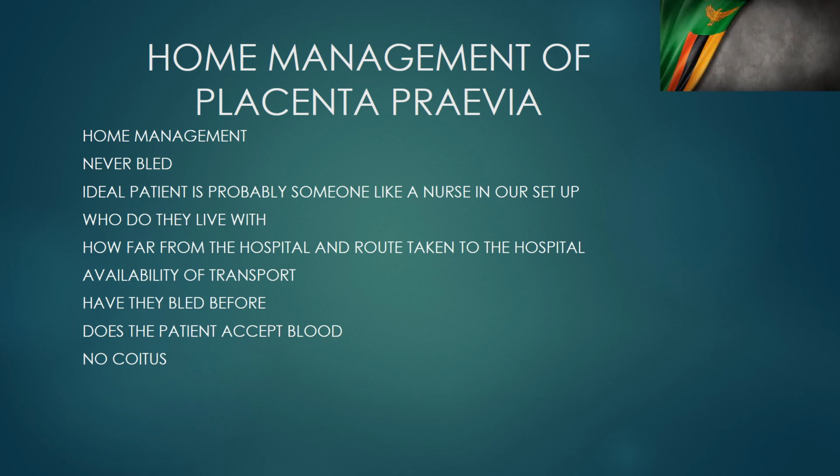Is there always someone at home? Do they have a car? Do they have transport? Do they live near the hospital? What route do they take when coming to the hospital? Is it that place which is having traffic jams? Because we've seen patients deliver on the way to the hospital in a taxi, in a car. So we have to think about all these things. So availability of transport is not enough.